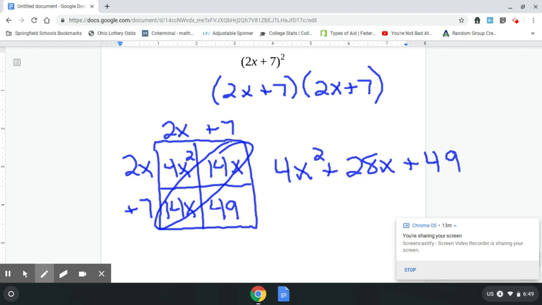So again, it doesn't matter to us if you use FOIL or the box method, totally up to you, whatever you're comfortable with. We would highly recommend that you use the box method because it'll make your life a little easier later on. But hopefully you have found this to be a beneficial explanation. This is binomial multiplication. Thanks, everybody.